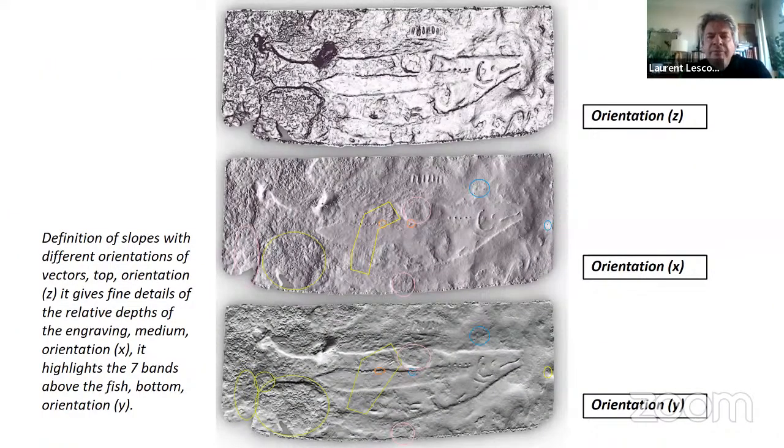So with this method, new details were detected by archaeologists, my two fellow archaeologists, Catherine Catin and Lidia. They saw fine details that were not visible before. And so the next step now will be to get back on site to verify that what is seen on the computer is also seen in reality.